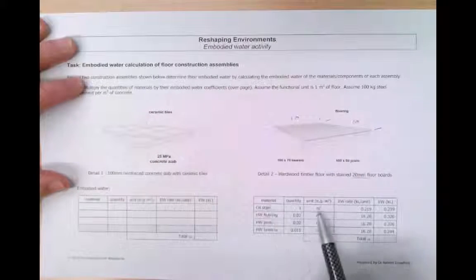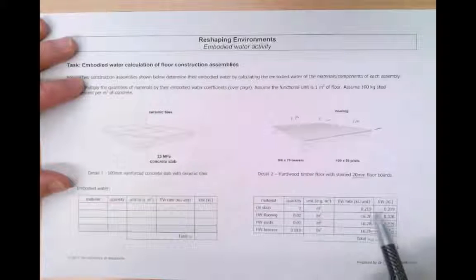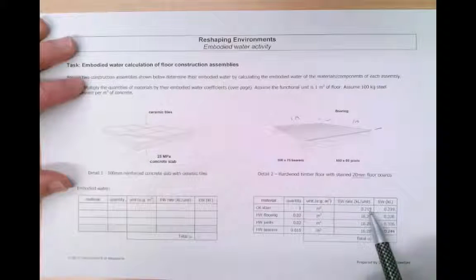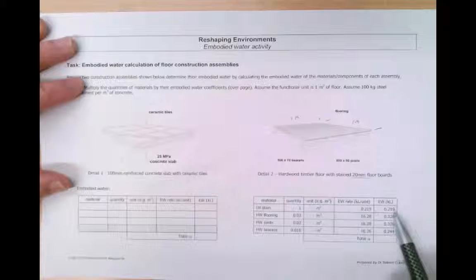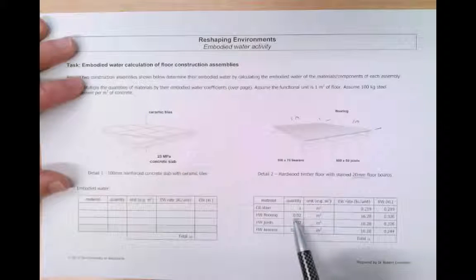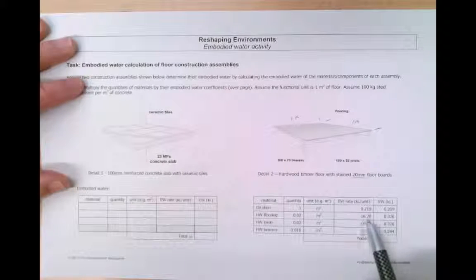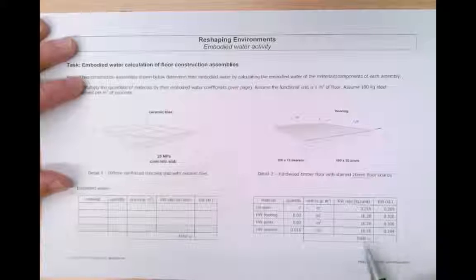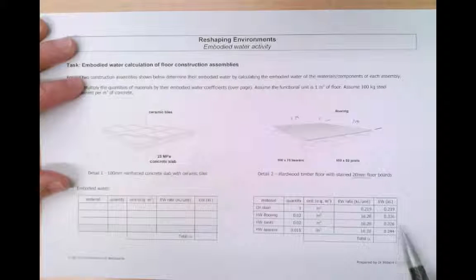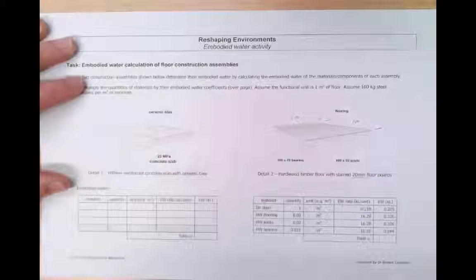So we've got oil stain, 1 square metre, 0.219 kilolitres per square metre, and we just multiply these two values together to get the embodied water in kilolitres, and then hardwood flooring, 0.02 metres, 16.28 was the coefficient, multiply those, and so on for the 3 figures. And so we can calculate the total embodied water in the material.